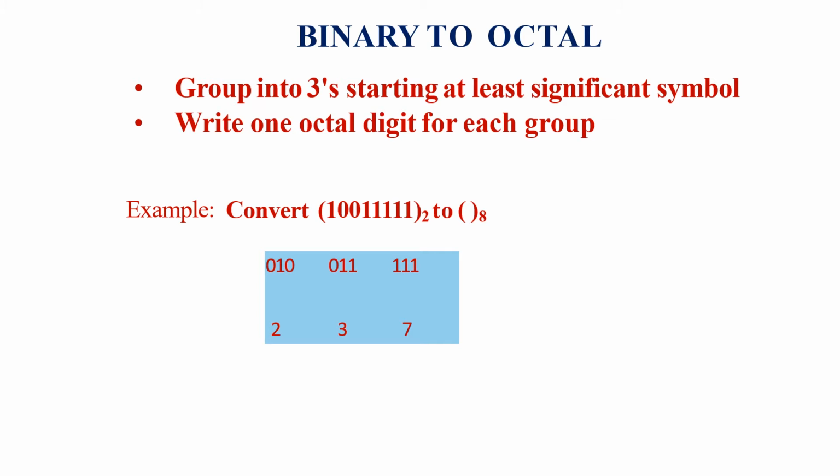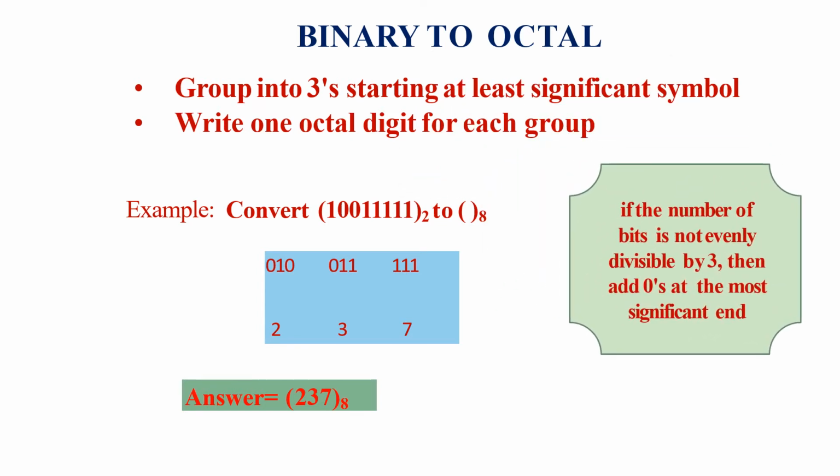So triple 1, we know that triple 1 is nothing but 7, 0, 1, 1 is nothing but 3, 0, 1, 0 is nothing but 2. So for the given binary, the equivalent octal number is 2, 3, 7 with base 8.